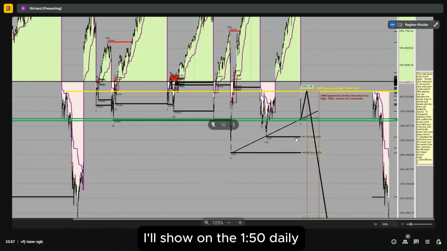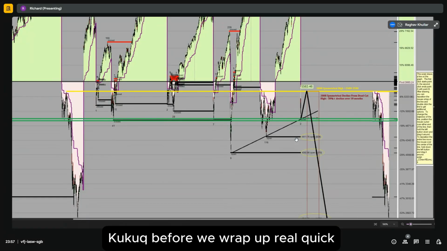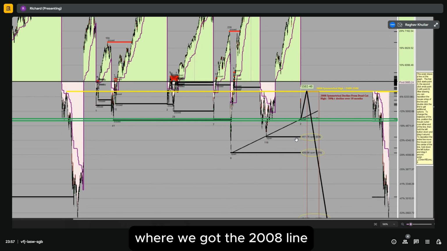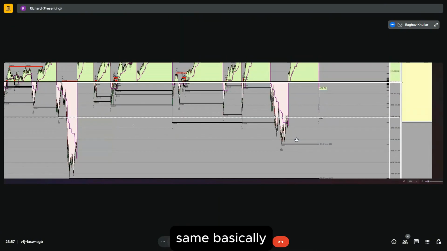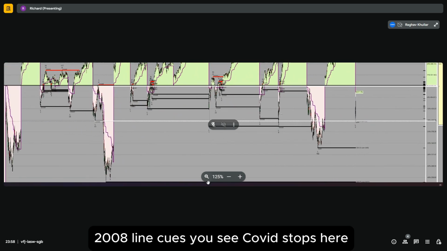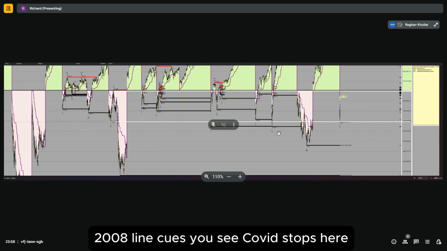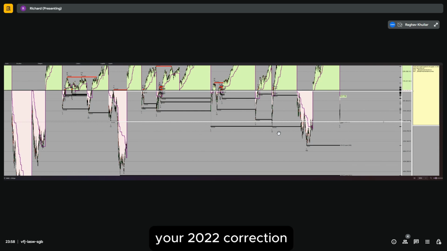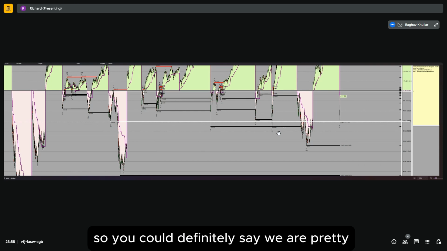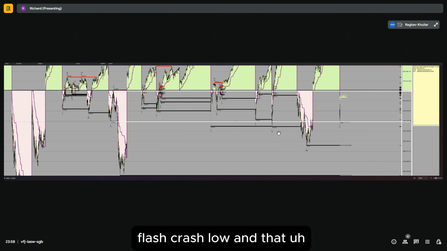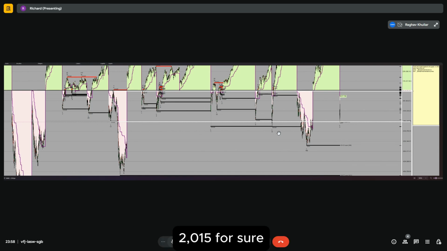I'll show it on the 150 daily QQQ before we wrap up real quick, because that was where we got the 2008 line. Basically the same setup on SPX that we were just showing. 2008 line on the Qs. You see COVID stops here, Volmageddon, flash crash, 2008, your 2022 correction. So you could definitely say we're approaching symmetry with that 2020 flash crash low and that 2015 for sure.